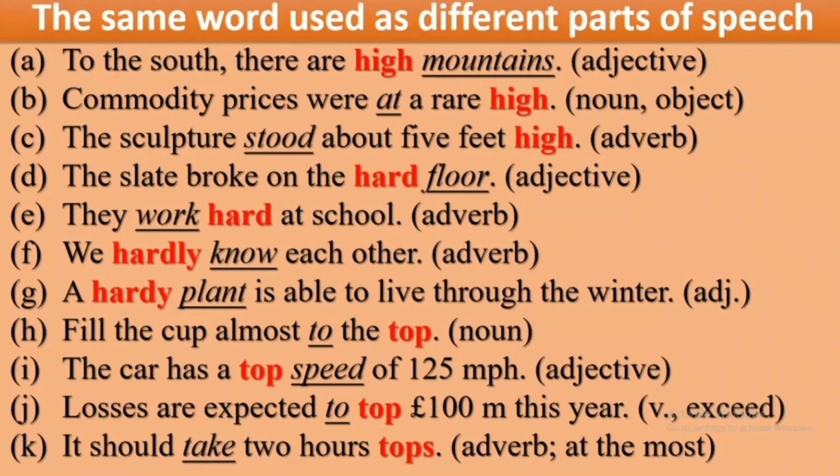Example G, a hardy plant is able to live through the winter. Here in this sentence, hardy is an adjective as it is describing the noun plant, and in this sentence hardy means something enduring. We are going to the next slide.